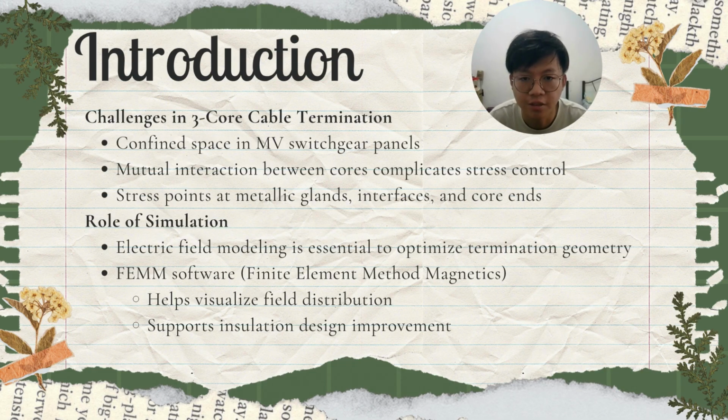The challenges in three-core cable termination are confined spaces in medium voltage switchgear panels, mutual interaction between cores that complicates stress control, and stress points at metallic gland interfaces and core ends. The simulation software that we are going to use is FEMM, the finite element method magnetics, to help us visualize field distribution and support insulation design improvement.